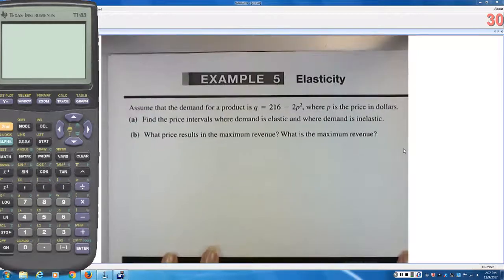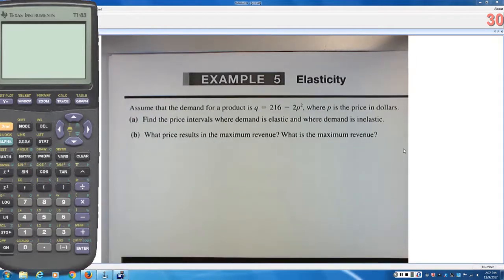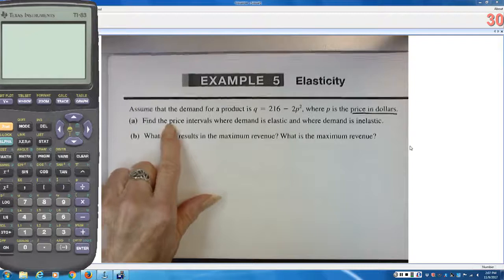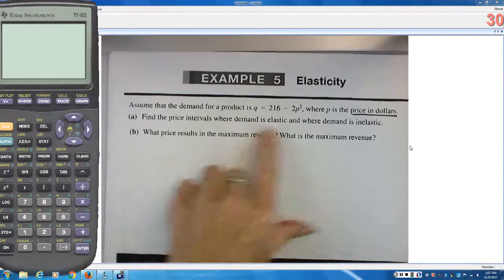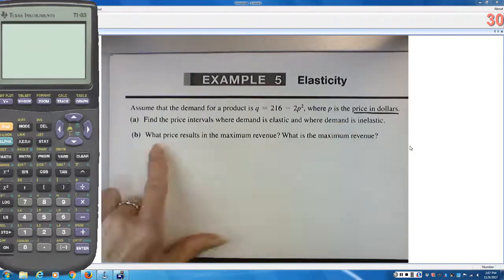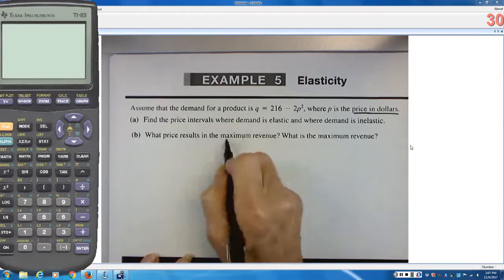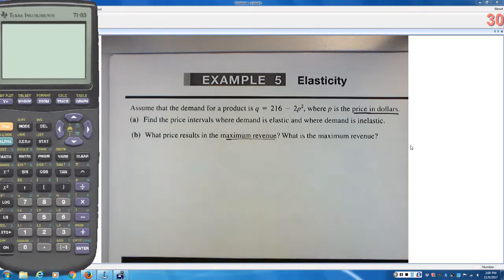So let's look at example 5. Example 5 says, assume that the demand for a product is Q equals 216 minus 2p squared, and p is the price in dollars. Find the price intervals where the demand is elastic and where it is inelastic, and then what price is going to result in the thing we're most interested in, maximum revenue. And then what is the maximum revenue?